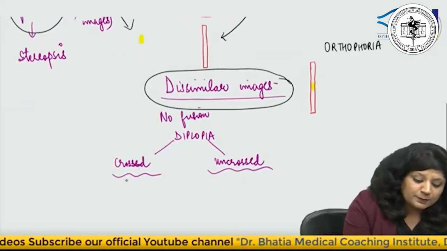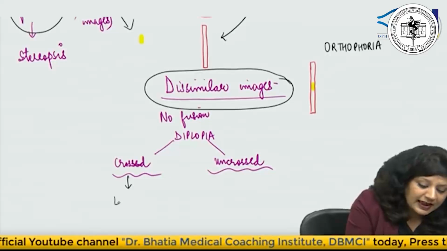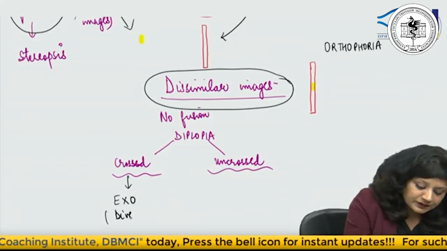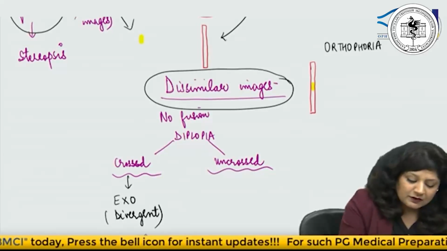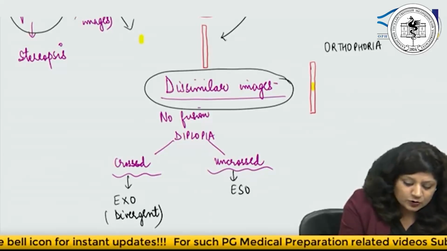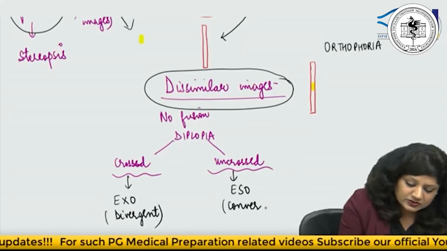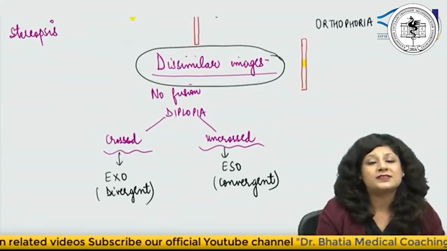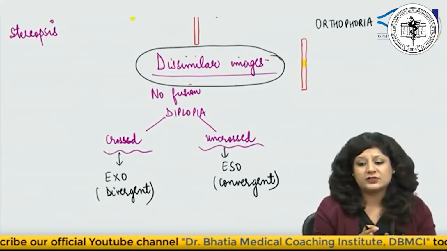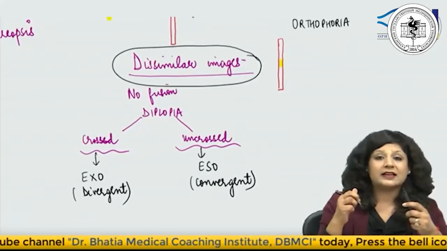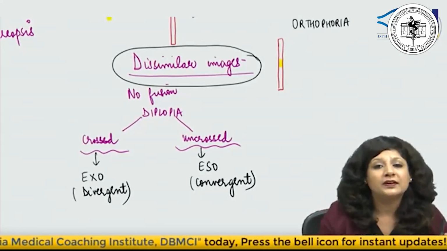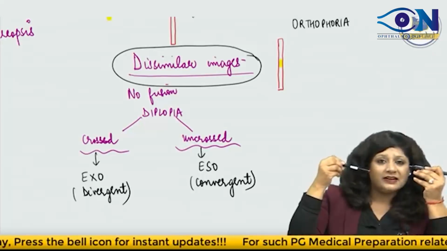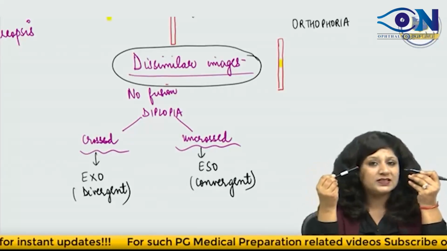Now crossed diplopia is found in the exo squint. Why? That is divergent squint. This is found in the divergent squint, while uncrossed is found in eso, that is your convergent squint. Now, try to understand why there is crossed or uncrossed diplopia. Suppose the person is having divergent squint. Divergent squint means something like this. See this, this eye is diverging like here and this eye is diverging towards this side, right?